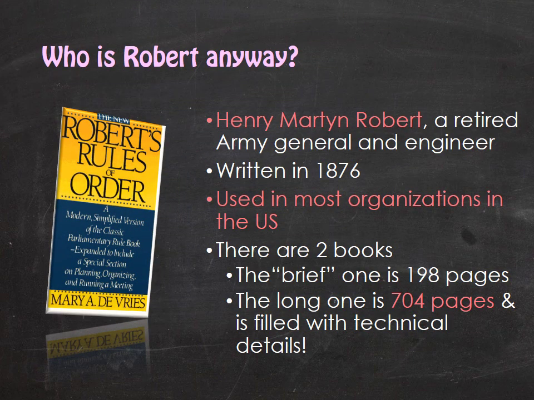So Jen, who is this Robert guy? Robert is actually his last name, and he was an army general. This book here on the left is the official book of Robert's Rules. It's actually 704 pages. Oh my goodness. Good thing it's not a required reading. Right? So Robert's Rules is a big deal. There's over 5 million copies in print, and Robert's Rules has become the most popular form of parliamentary procedure.